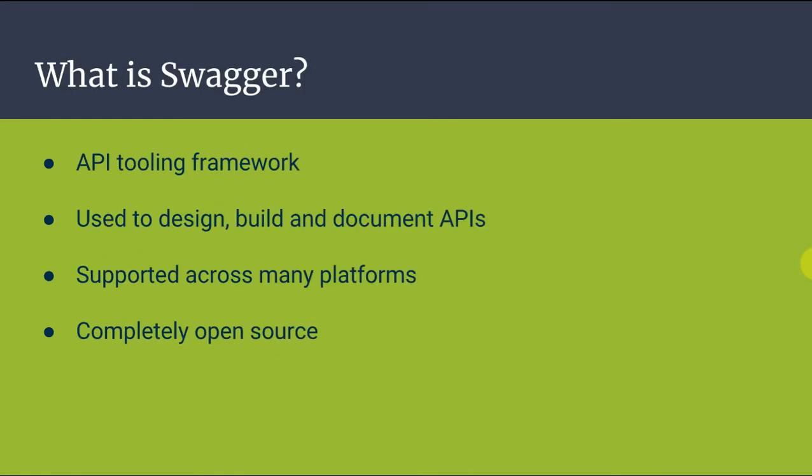So, what is Swagger? As I mentioned before, it's an API tooling framework. It has lots of different tools. Primarily, it's used to design, build, and provide documentation for different APIs. Another thing is it's supported across many platforms. You can use any backend technology, any programming language. You just have to integrate Swagger into it. And of course, it's completely open source.